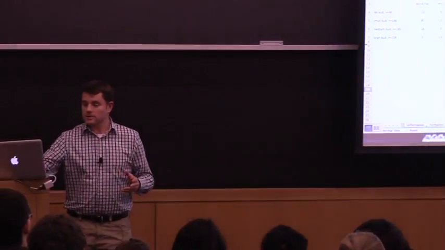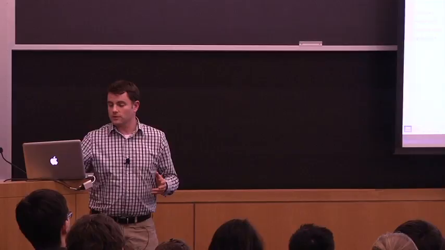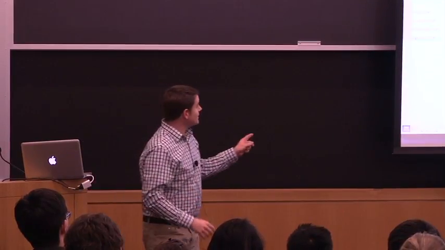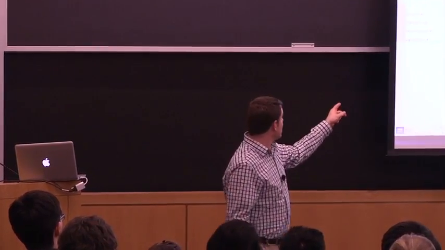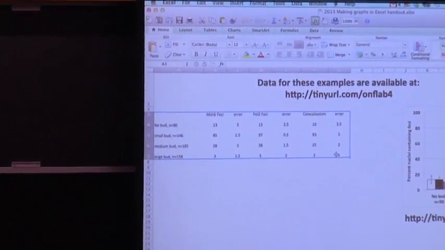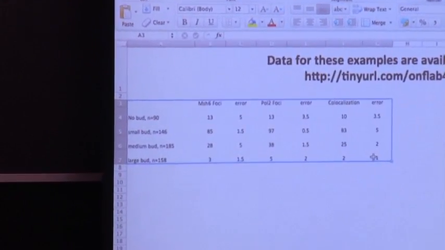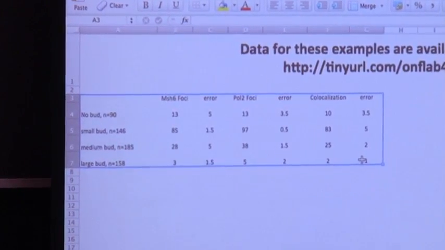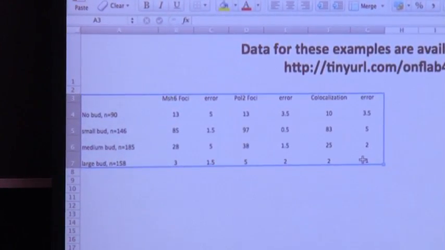All right, so here's the data that were used for this figure. And you can access these data if you want using the tiny URL onFlab4. I don't know how it came up with that, but onFlab4. So you can work along with me now, or when I'm done talking, you can try to recreate these graphs with your own computer and do this.